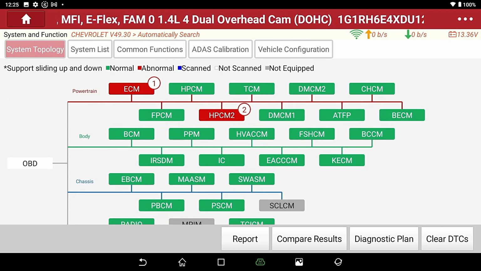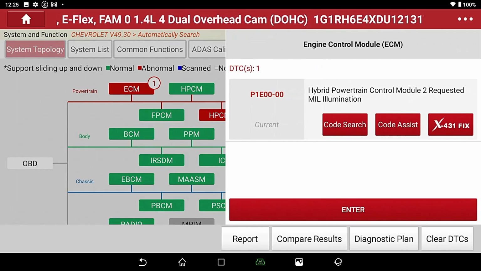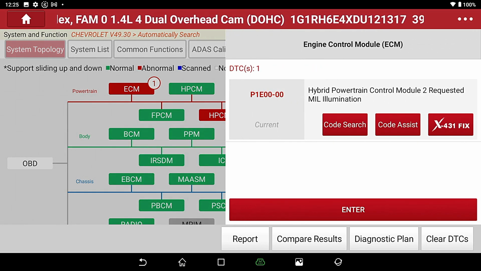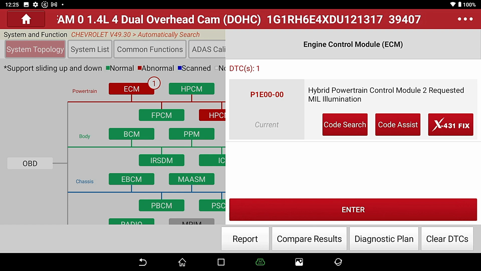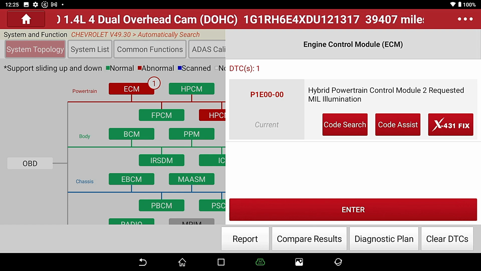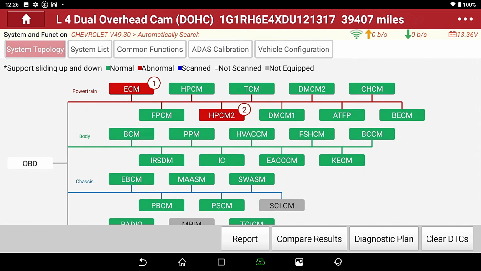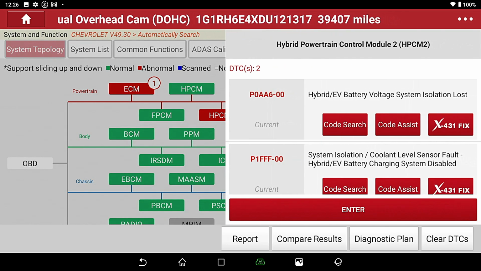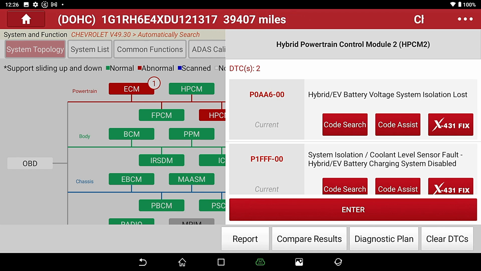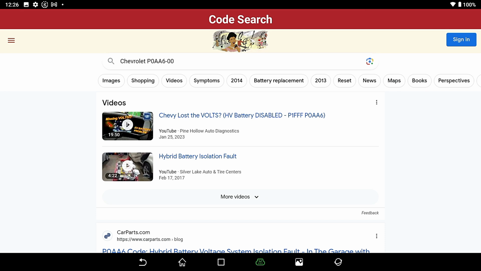Okay, so we got two problems here. So we can go into the ECM. You can do what they call a code search or a code fix to get in what that problem is. You could also do that on the other one. And if you go into this, notice the high voltage battery system isolation fault and system lost. So you can do code search, goes up and gives you stuff on the internet.